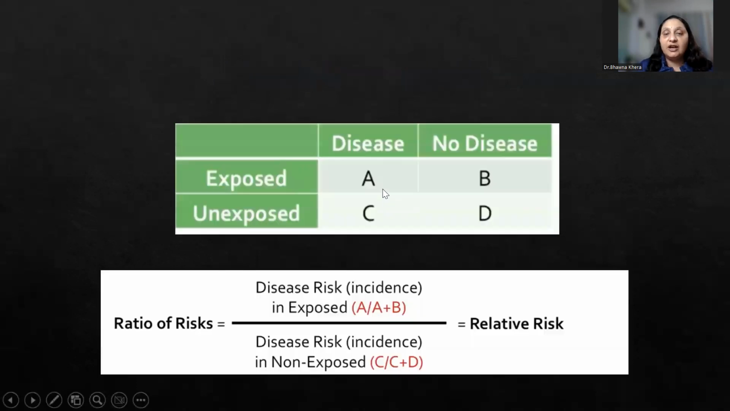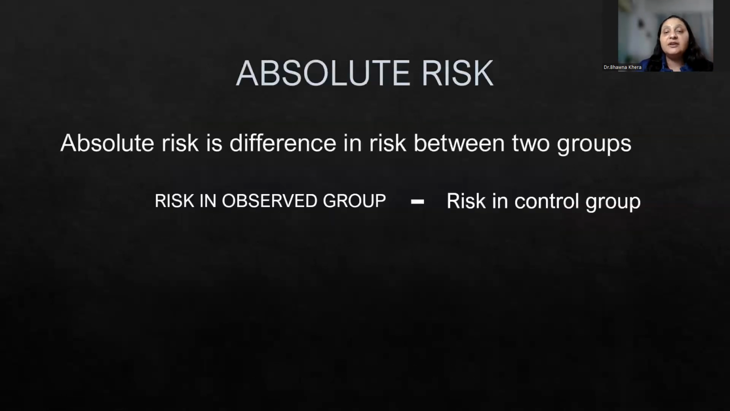Let's go back to this chart again. If I tell you we have to calculate risk for the exposed group, how will we calculate? The number of people who developed the event, that is A, divided by the total number of people who were exposed. So A upon A plus B. If I say we have to calculate risk for the unexposed population, then C are the people who develop disease. So C divided by the total population in this group, C upon C plus D. So this is how we are going to calculate the risk.